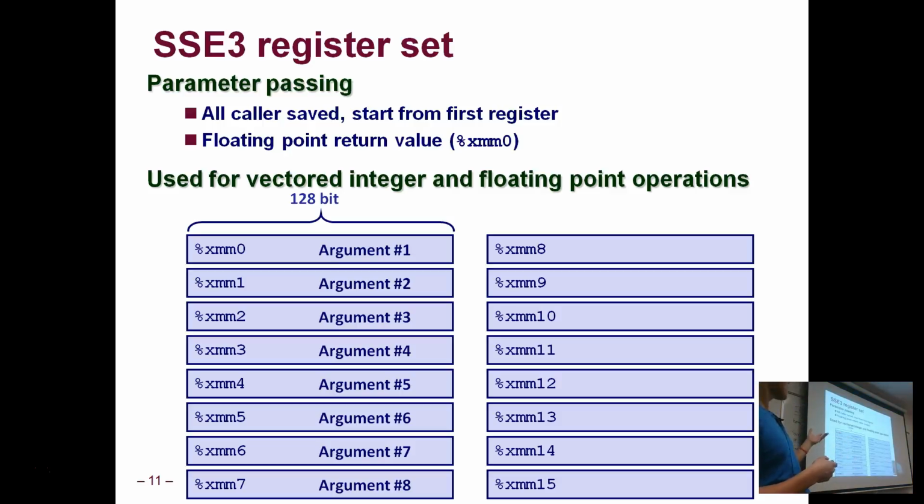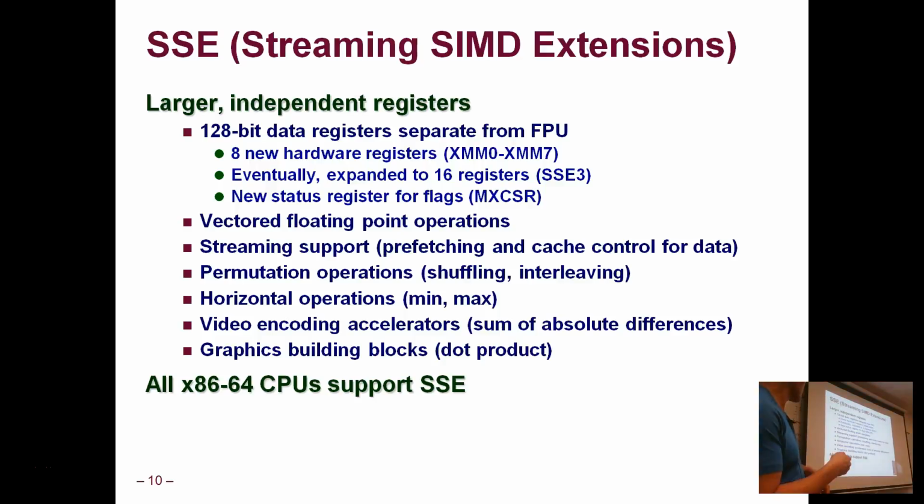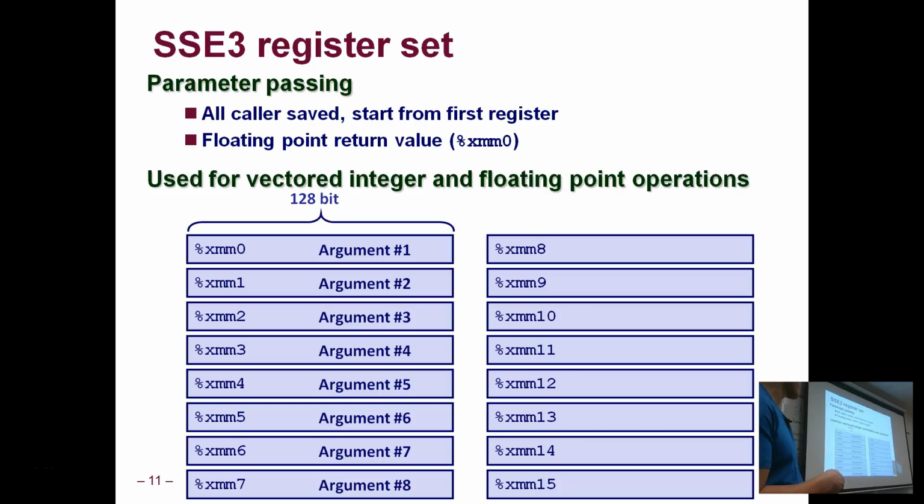Okay, so SSE3 is the next iteration of this, and it doubled the number of registers. So this is the register set for SSE3. You've got XMM0 all the way to XMM15. They're all 128 bits. They're all caller saved. And when you want to pass floating point parameters, you pass them in order from 0 up to 15. The floating point return value is XMM0, which is part of your homework binary. You should have been looking into XMM0 for the return value.